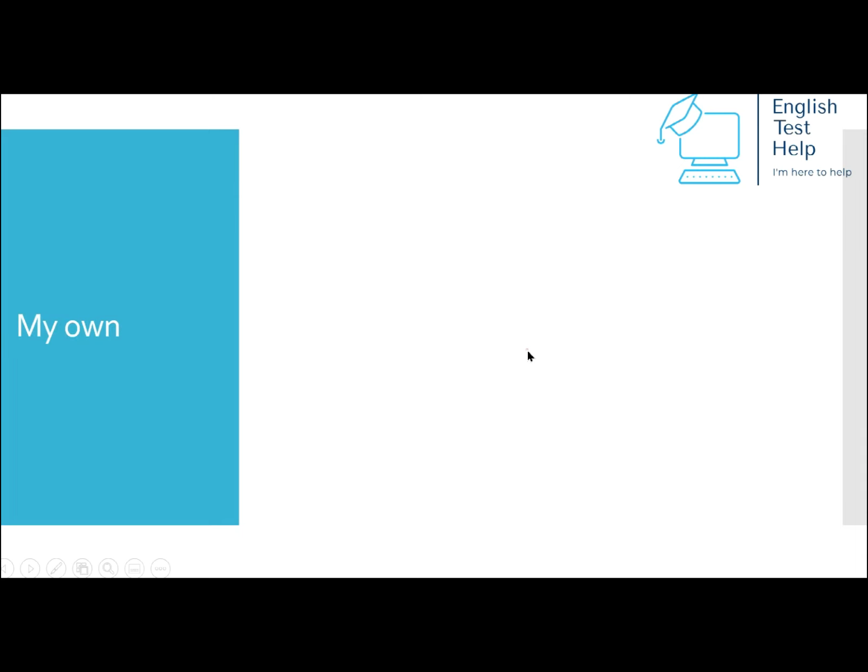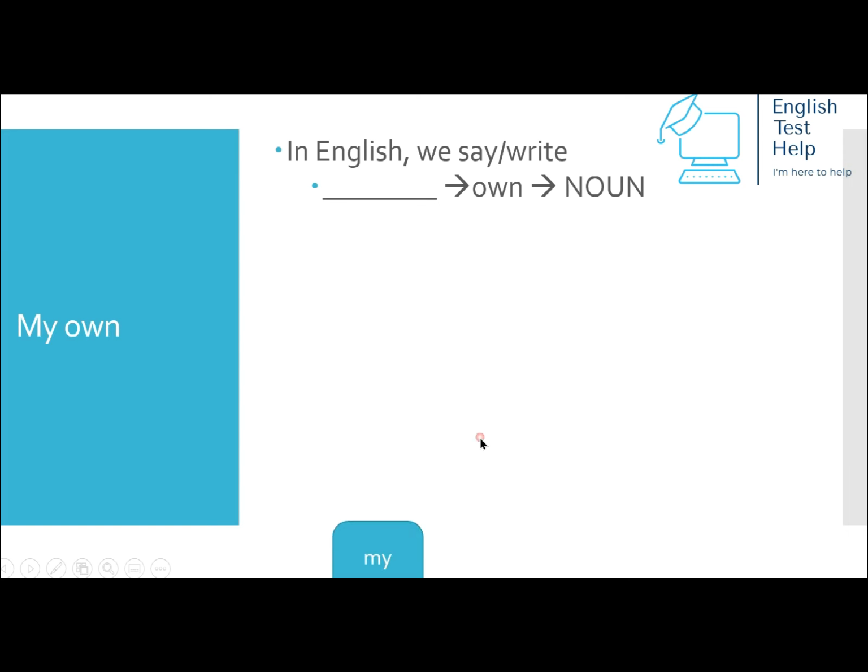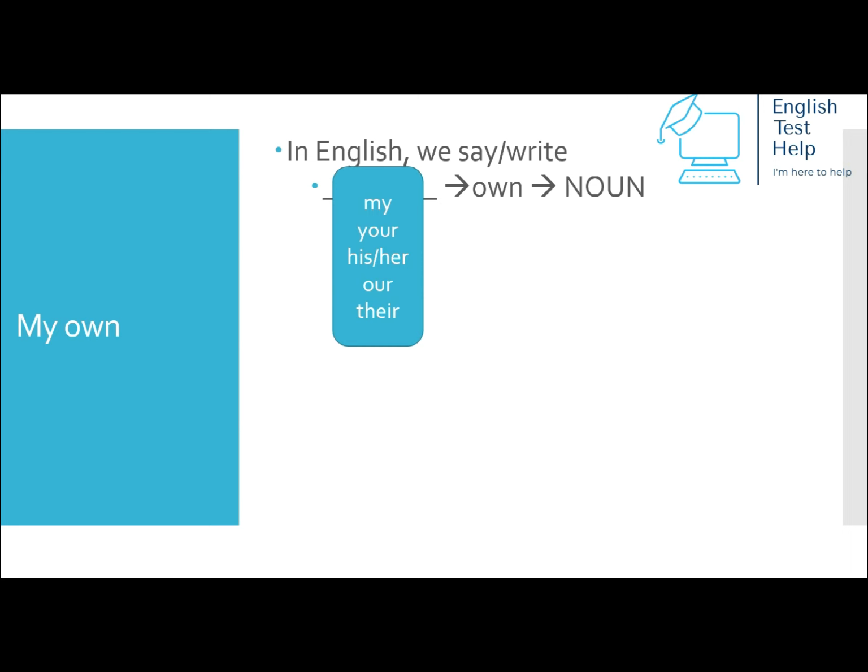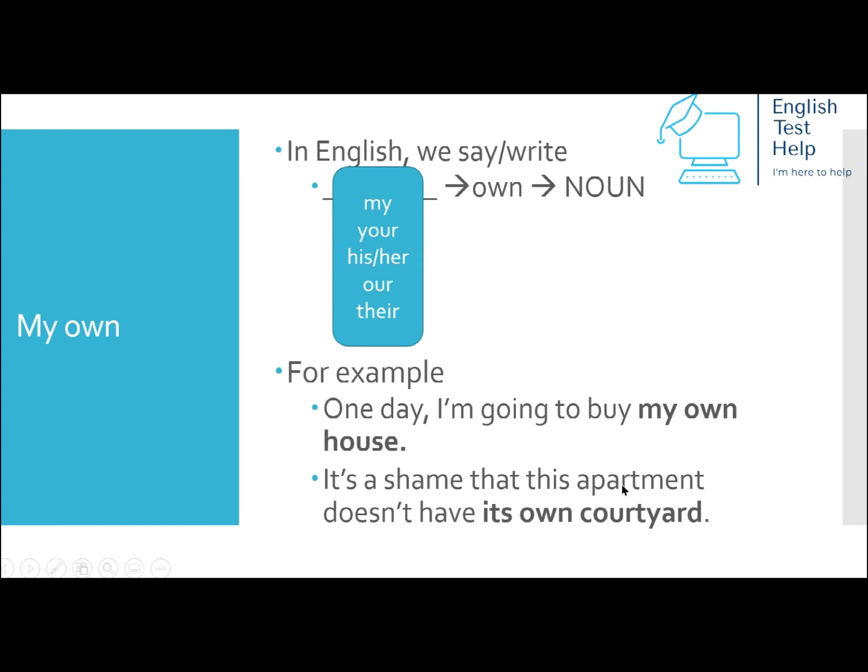My own. In English, we say or write my own, your own, his or her own, our own, their own. And we can use its as well for a thing. Let's look at some examples.